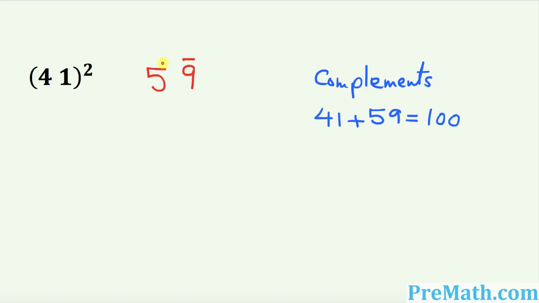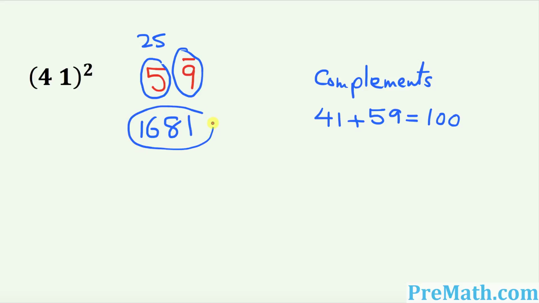So let's go ahead and get started with this one. Take the square of 5, which is 25. This time, instead of adding, we're going to subtract. 25 take away 9 is going to be 16. And then I want you to take the square of 9, which is 81. So your answer is 1681.